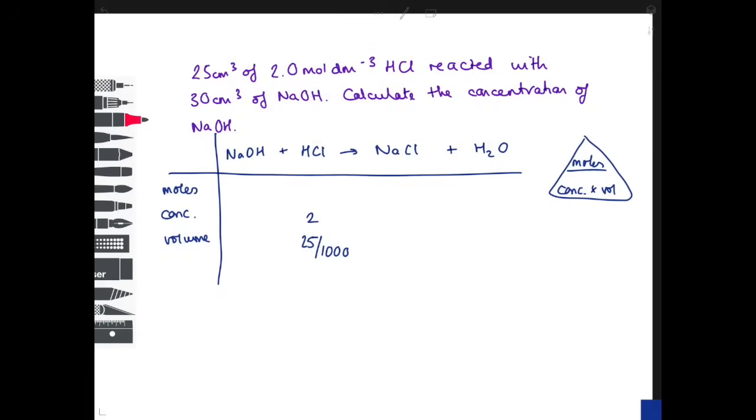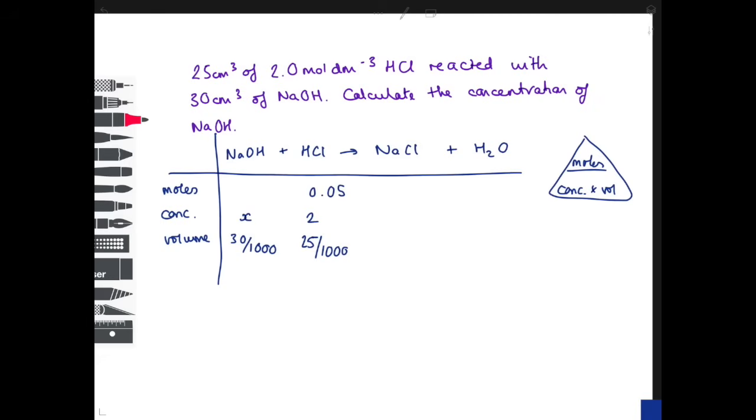We know the volume of sodium hydroxide is 30, so I'm going to do the same here. Make sure I've divided it by 1,000 in order to account for the fact it needs to be in decimetres cubed. And then we're looking for the unknown concentration of sodium hydroxide. So the moles is concentration times volume. I can see that from the formula triangle. So let's work out the number of moles of hydrochloric acid. So 25 divided by 1,000 times 2, which is 0.05.